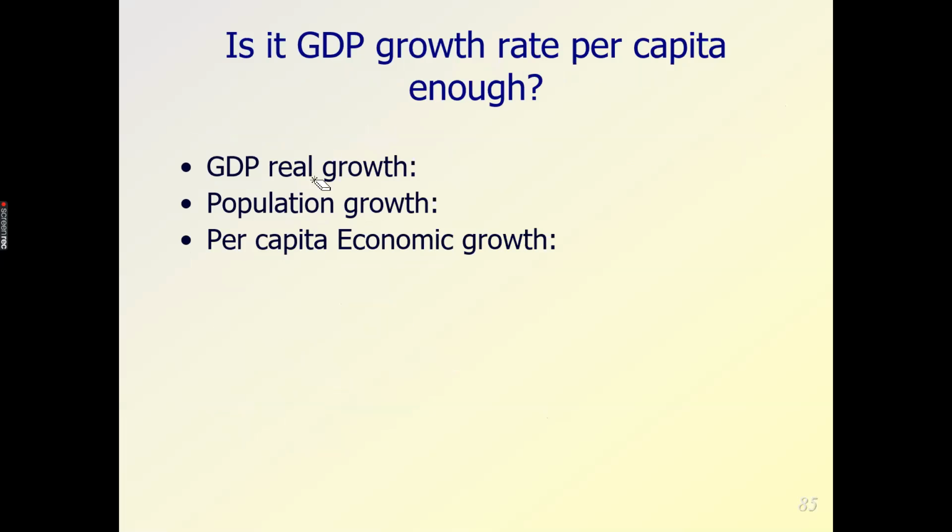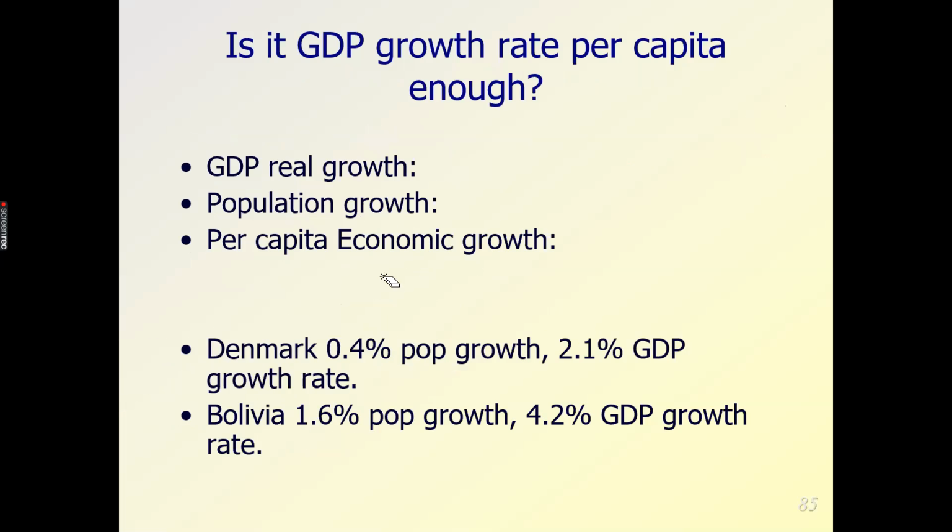If we look at real growth and population growth, then we also have the per capita growth. So for example, if Denmark's population was growing 0.4% and the GDP was growing 2.1%, then we have a growth rate that is positive, because their population is not growing at the same rate as its GDP. So actually GDP is growing more than the number of people being born in Denmark, including immigrants.